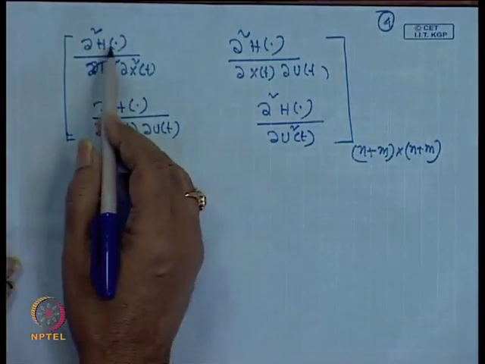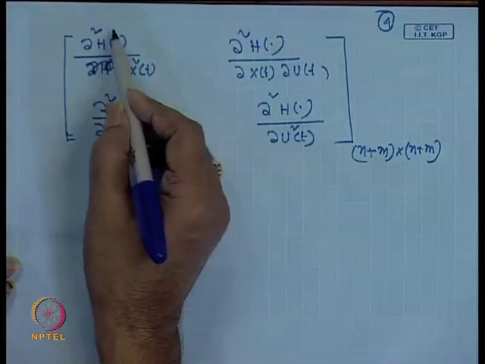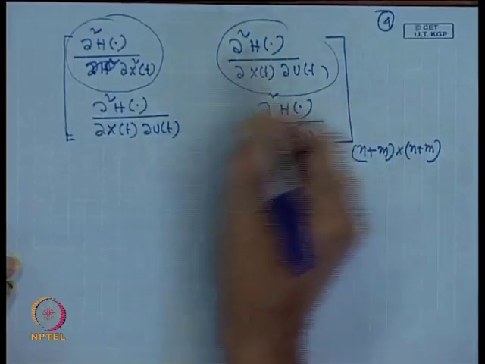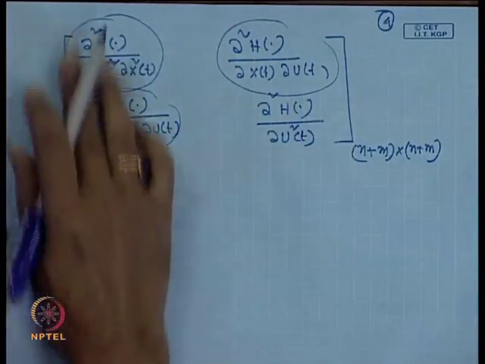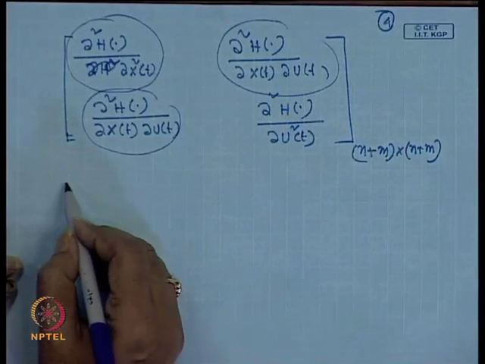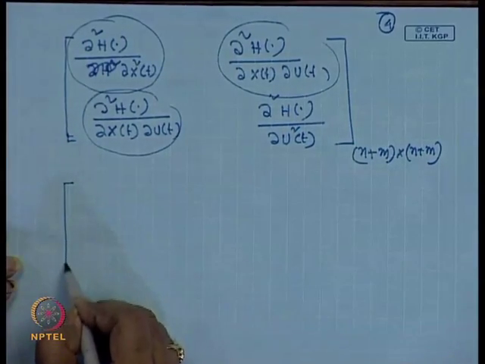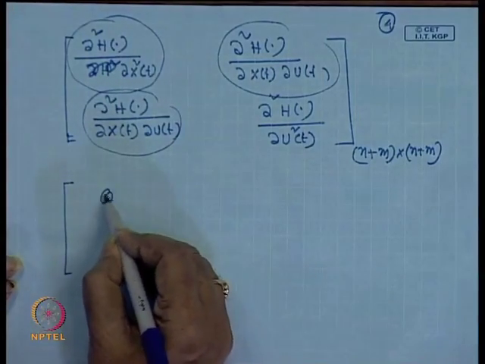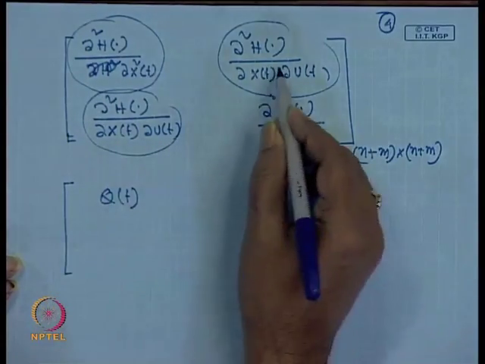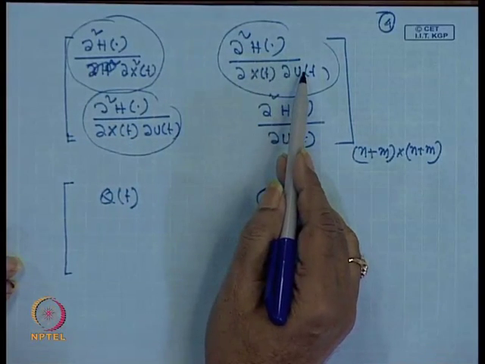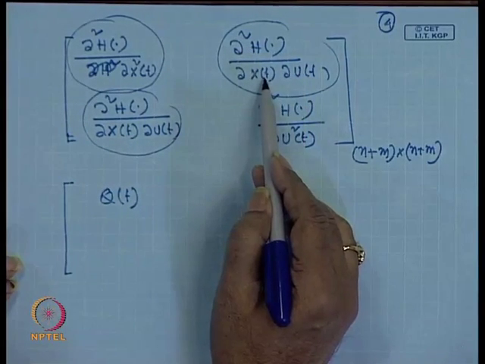Since we know the expression for H, we can easily compute this term and this term, and each is a matrix of proper dimensions. So, if you compute this one, now you see, this I will get as Q of t, this I will get as 0, because I am differentiating with respect to u and then u with respect to x.